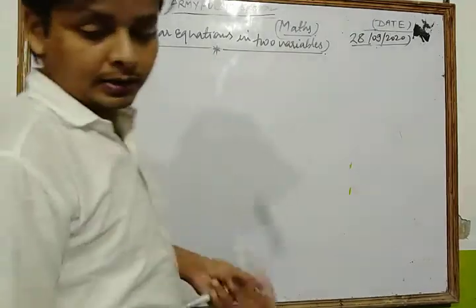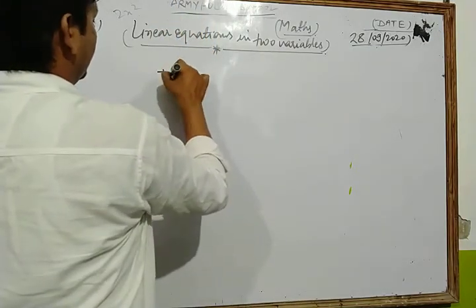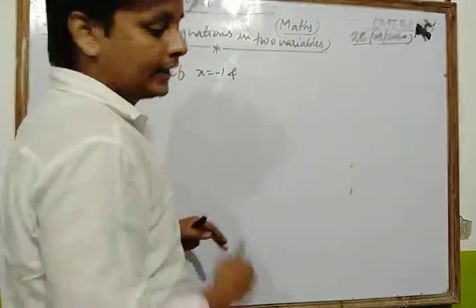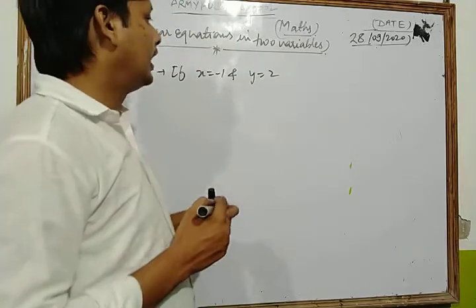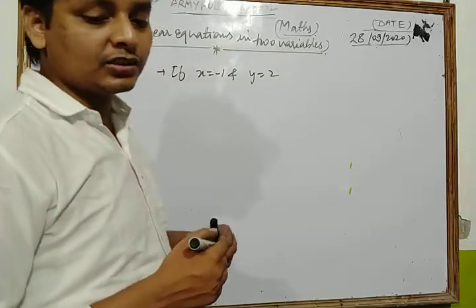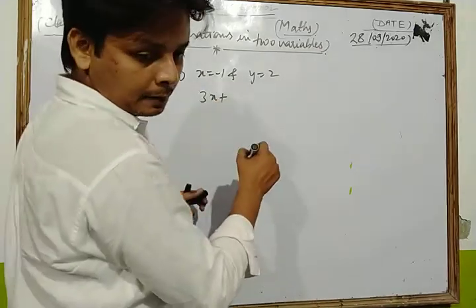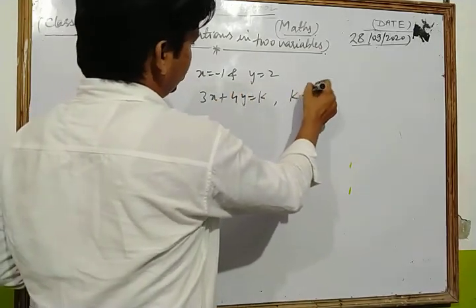Similarly, we take a question. Your question is, if x is equal to -1 and y is equal to 2 is a solution of the equation, given equation is 3x plus 4y is equal to k. Find the value of k.